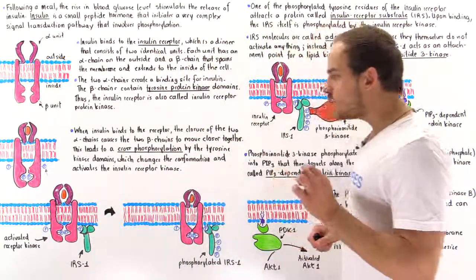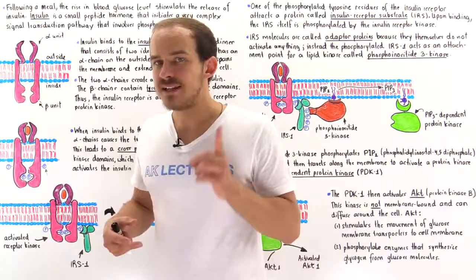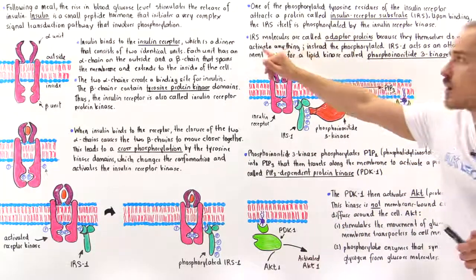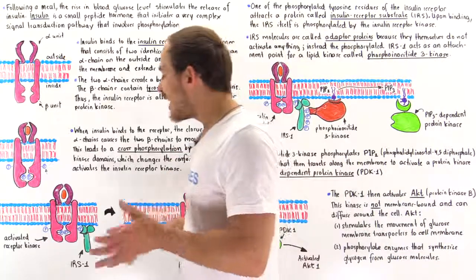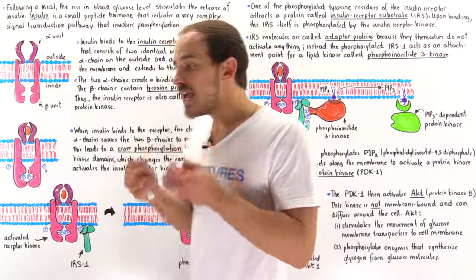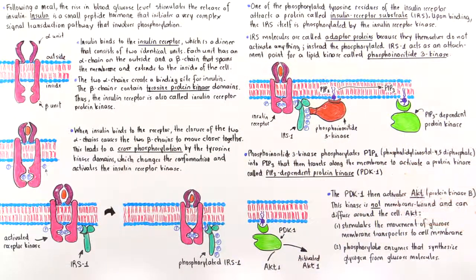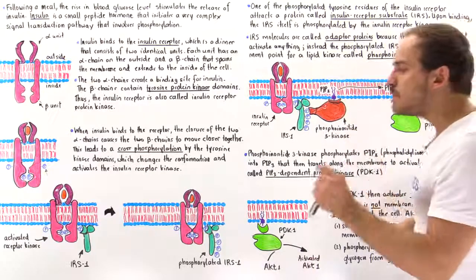Well, the IRS protein is not actually a protein that activates something in the pathway. Instead, it functions as an adaptive protein. So IRS molecules are called adaptive proteins. Why? Because instead of activating anything, they act as attachment points for other enzymes, other proteins. The phosphorylated IRS basically acts as an attachment point for a lipid kinase.